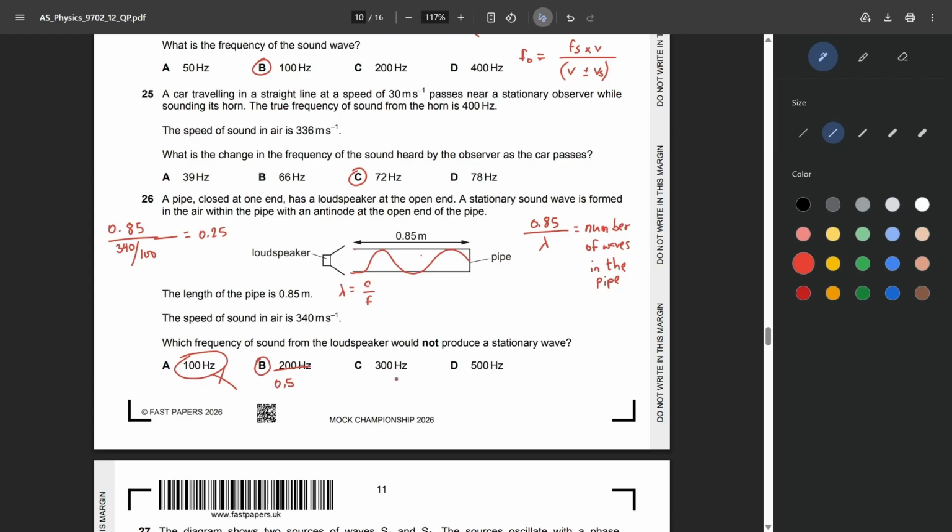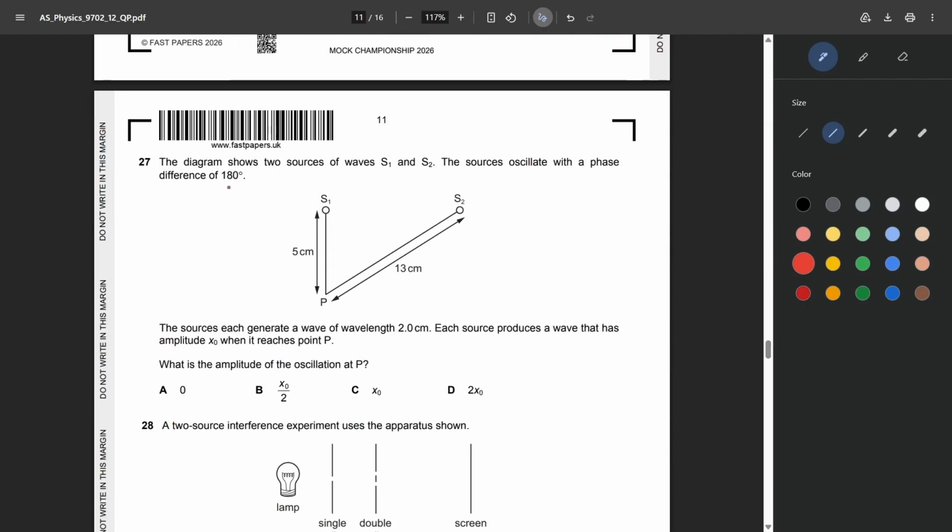For option C, we get a value of 0.75, which is 3/4 of a wave. So this wave will form an antinode at the open end, and option D is 1.25. So what that means is a 500 hertz wave will form one complete cycle and then 0.25 of a wave at this point right here. So option D also forms an antinode. The answer is B.